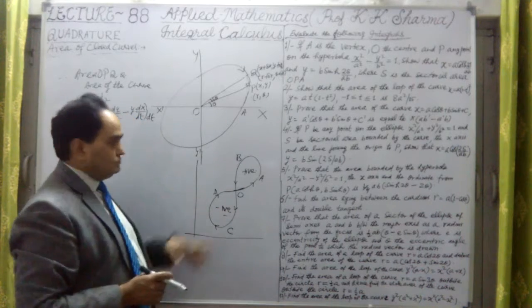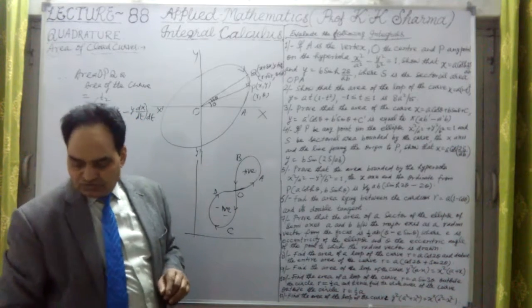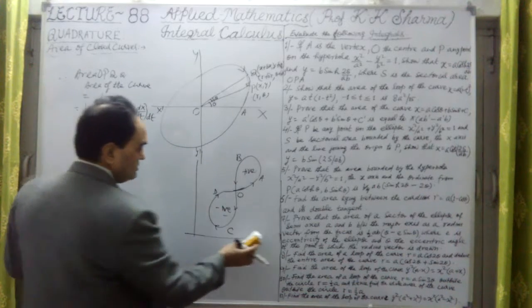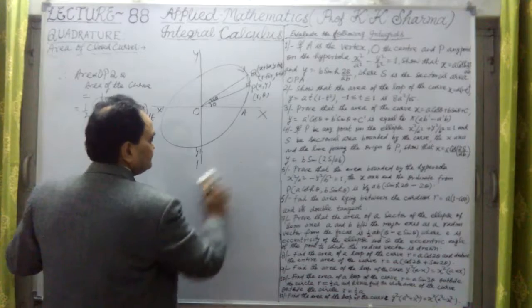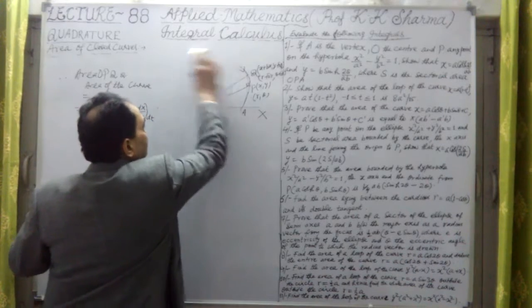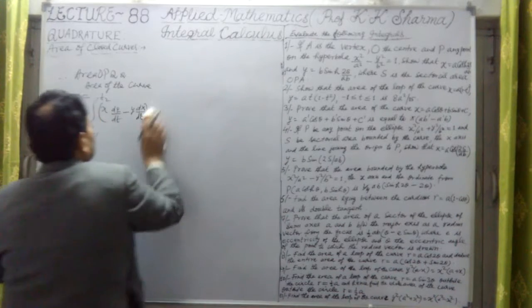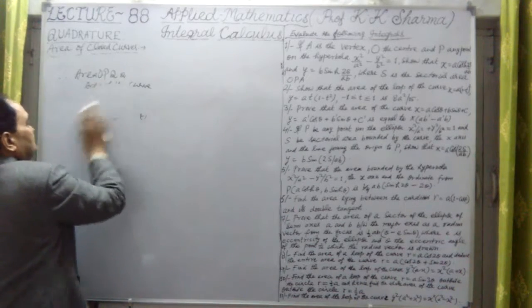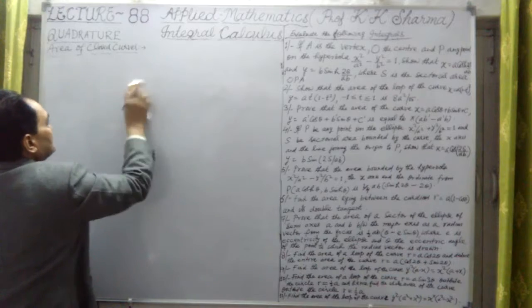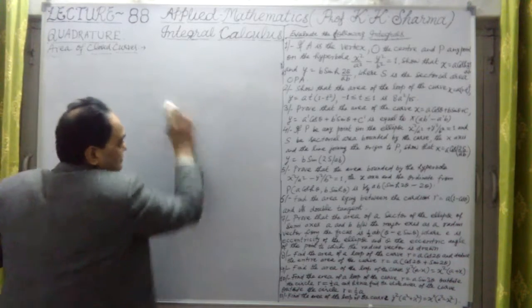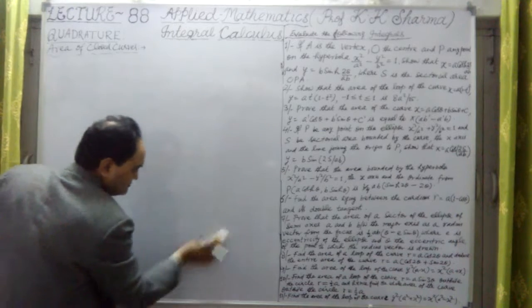Okay, so that I have already defined. Now let me take questions one by one. What are the questions here? Now to solve them, let me take question number one here. The formula which we have to apply for closed curves is the formula which we have taken here. The same formula will be used to find the areas of closed curves.